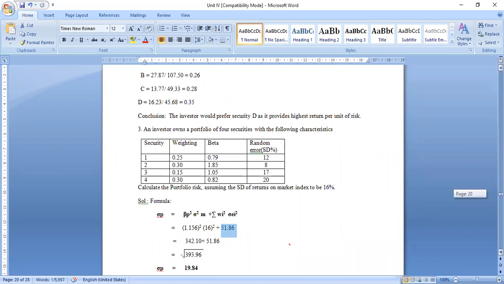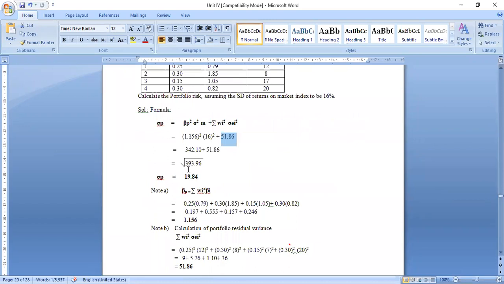So as we have to calculate portfolio risk, the standard deviation of 393.96 will give us 19.84. So we are just asked to calculate the portfolio risk. So the portfolio risk is 19.84.